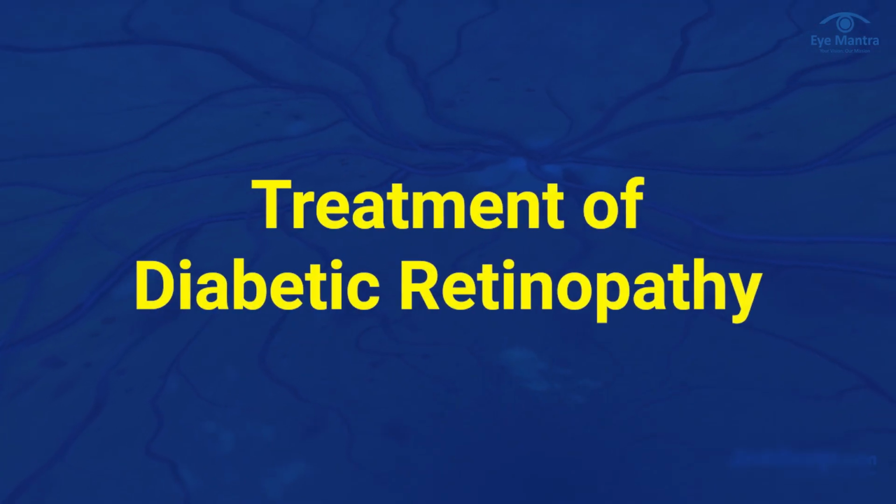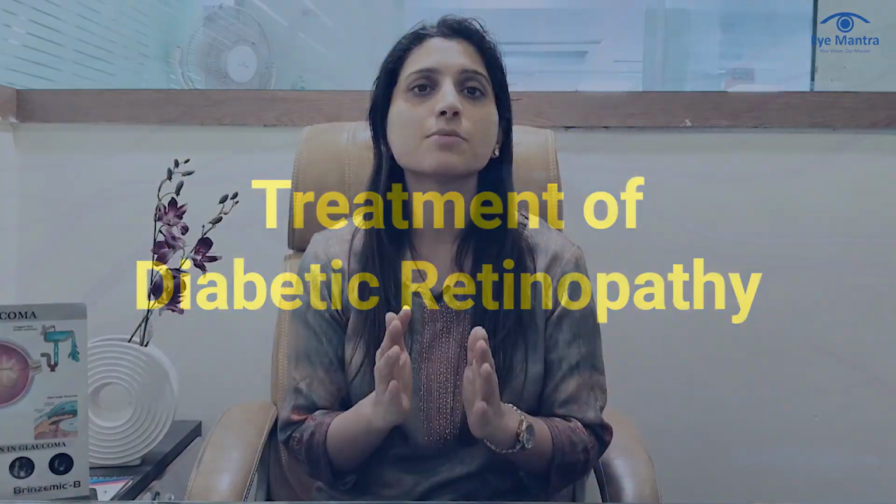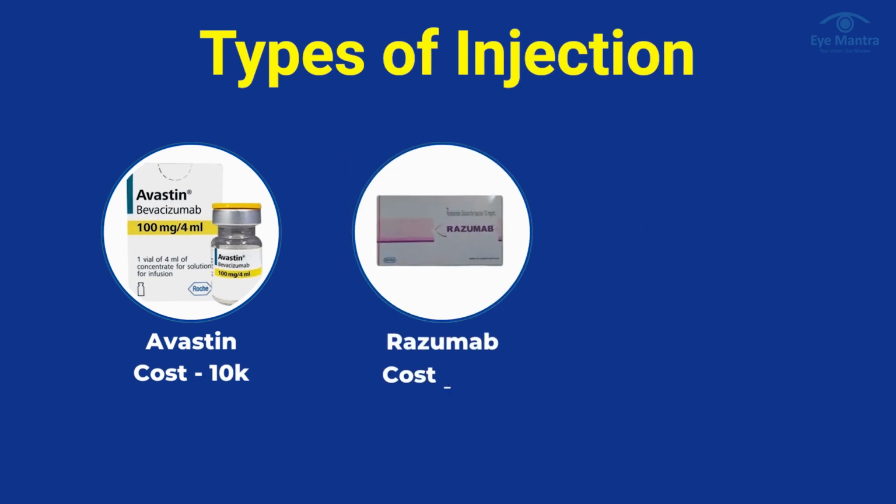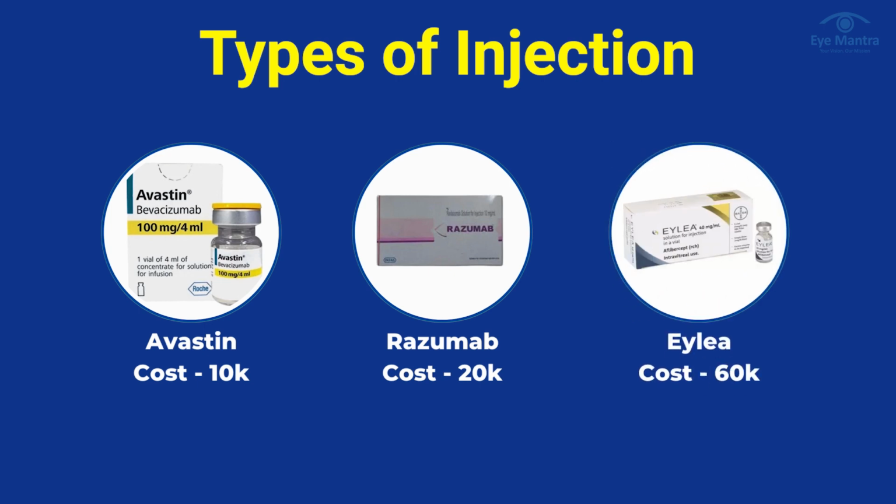Now let's discuss the treatment of diabetic retinopathy. The most important thing in diabetic retinopathy treatment is to control diabetes. Now when it comes to treatment, injections and laser are the most important in treating retinopathy. Injections reduce the swelling of your macular edema, that is the swelling of the retina, and dry up the new blood vessels. These are anti-VEGF injections, which come in three types. Avastin, which costs Rs 10,000, Razumab, whose cost is 20,000, and finally Eylea, whose cost is 55,000.